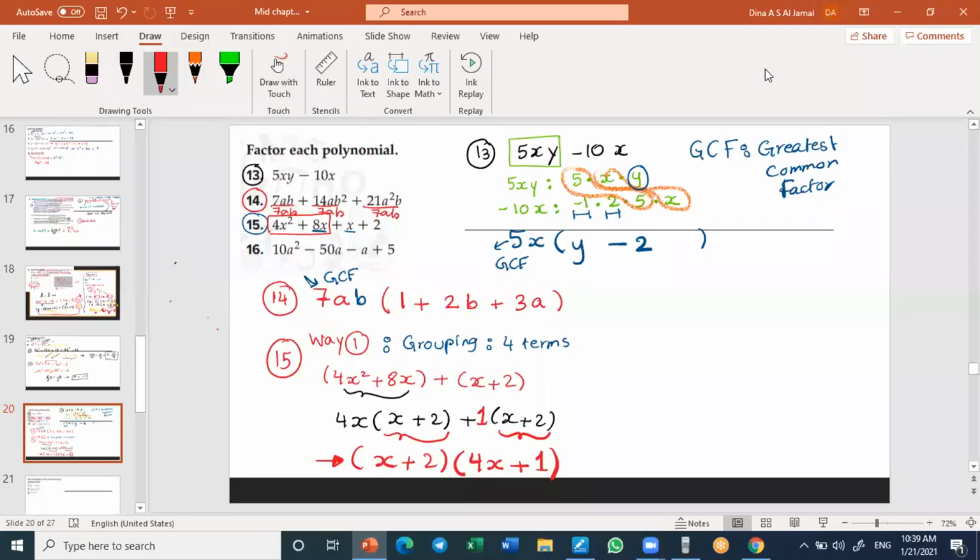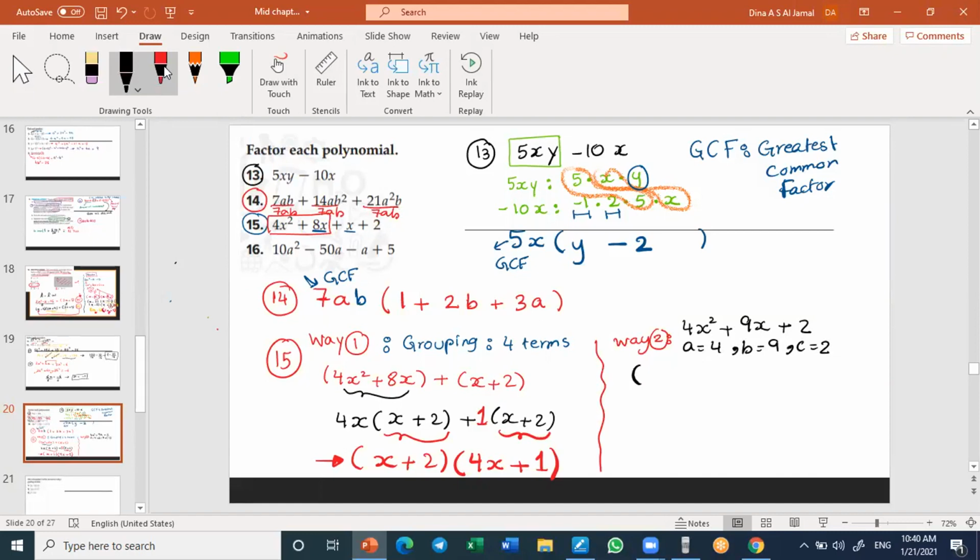Another method could be, let's go to way 2 now. Way 2 will be all about solving your quadratic formula for x squared plus, now add the like terms, 8x plus x, so it will be 9x plus 2. So you will be going to the calculator. Your A will be 4, your B will be 9, your C will be 2. So let's go to the calculator.